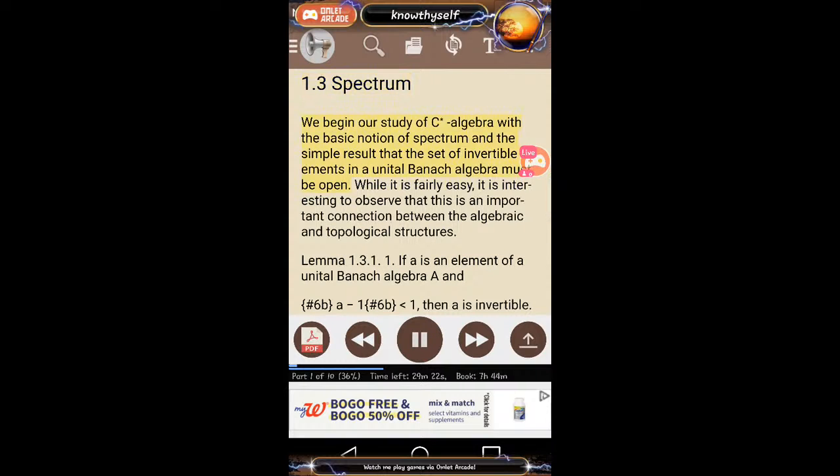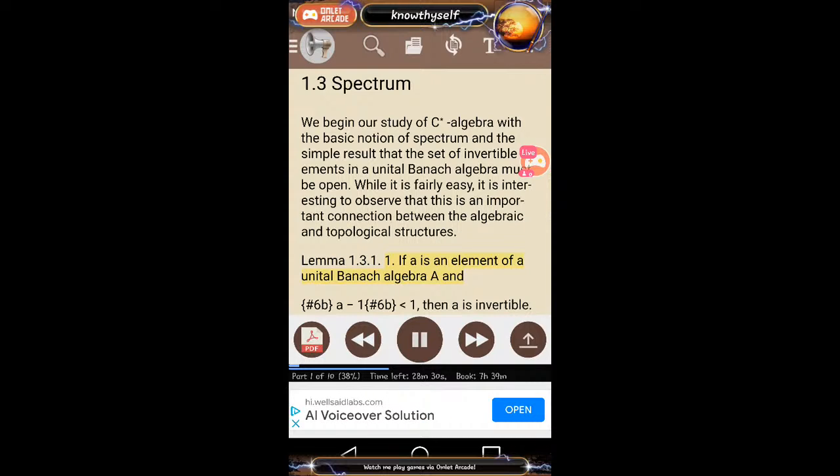1.3 Spectrum. We begin our study of C*-algebras with the basic notion of spectrum and the simple result that the set of invertible elements in a unital algebra must be open. While it is fairly easy, it is interesting to observe that this is an important connection between the algebraic and topological structures. Lemma 1.3.1.